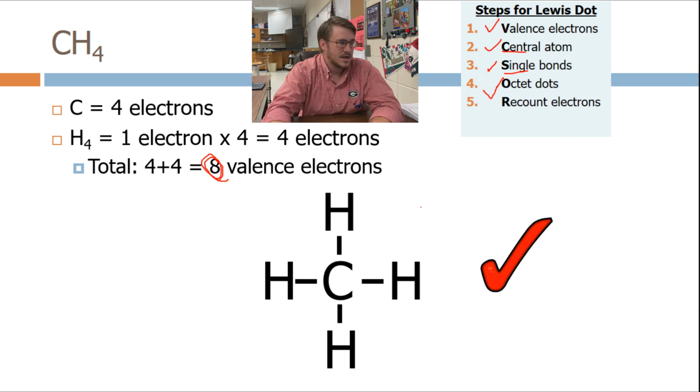Check the octet dot rule. Now let's recount the total number of electrons. 2, 4, 6, 8, counting the valence in the bonds. That matches the 8 valence electrons from the original count, so the recount is good.